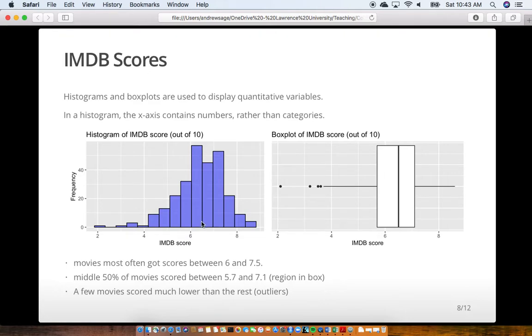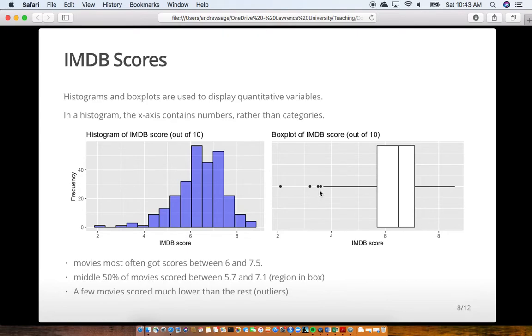The distribution of IMDb scores is roughly symmetric. In a box plot, the box represents the middle 50% of the data. In this case, 50% of the films scored between a 5.7 and a 7.1. The thick line in the middle of the box represents the median score, which was about 6.5. The lowest 25% of the films lie to the left of the box, while the highest rated 25% lie in the whisker to the right of the box.